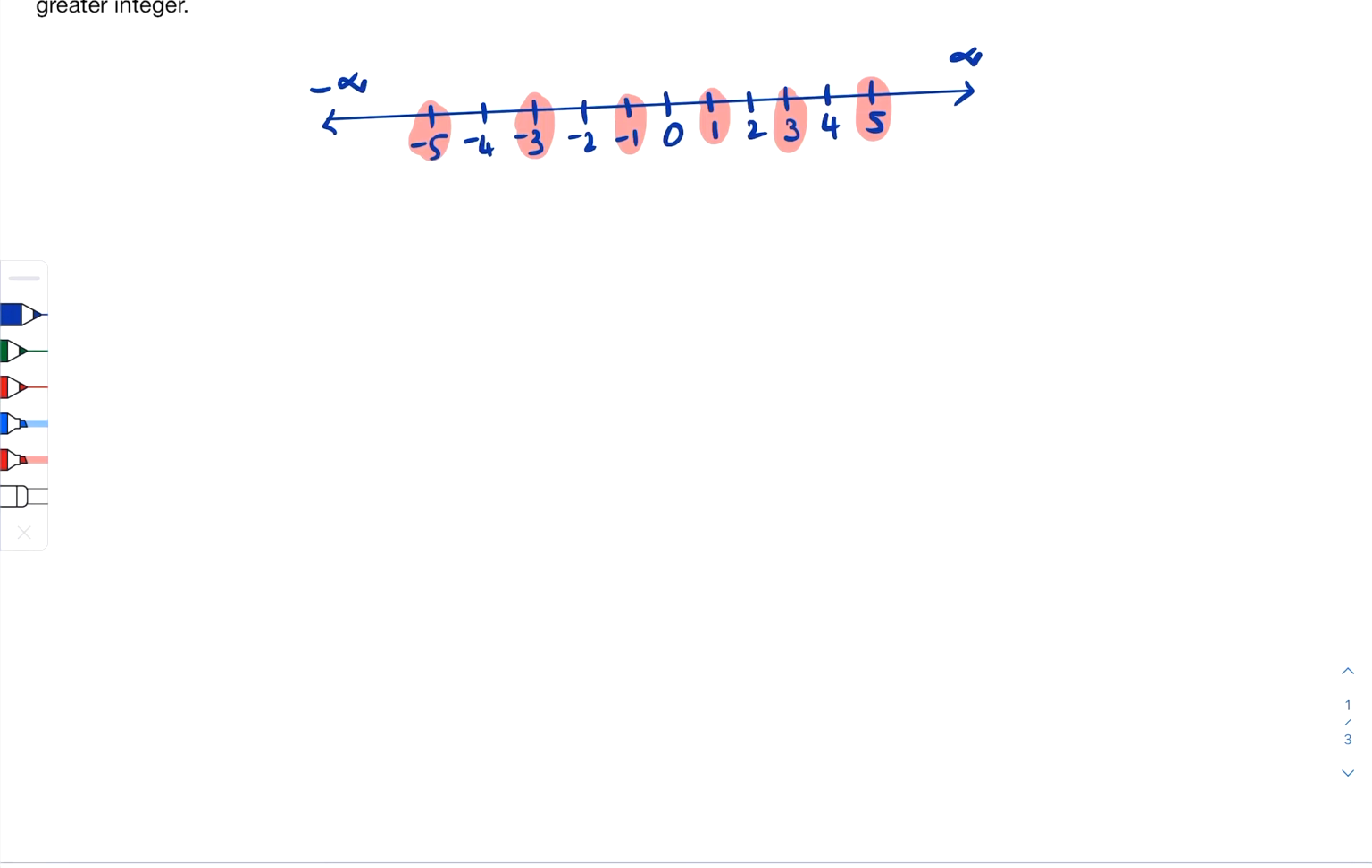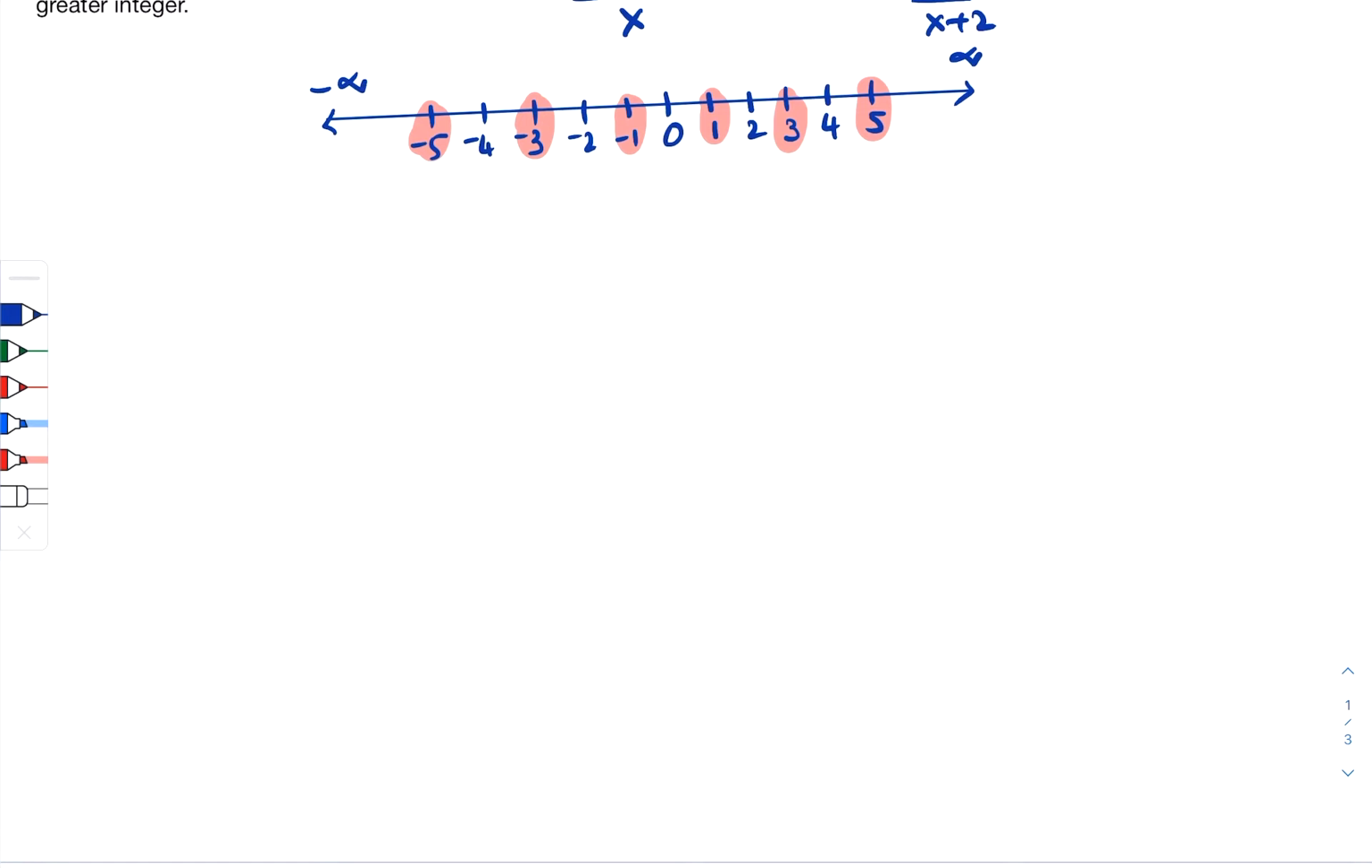Okay, now let's think about this for a second. If the lesser integer is x, then the greater integer has got to be 2 more than x. Because if my lesser is -5, then the greater integer is -5 plus 2, which gives me -3. If my lesser integer is 1, then the greater is 1 plus 2, which is 3. So therefore, if my lesser is x, then the greater is going to be x plus 2. Now let's set it up.